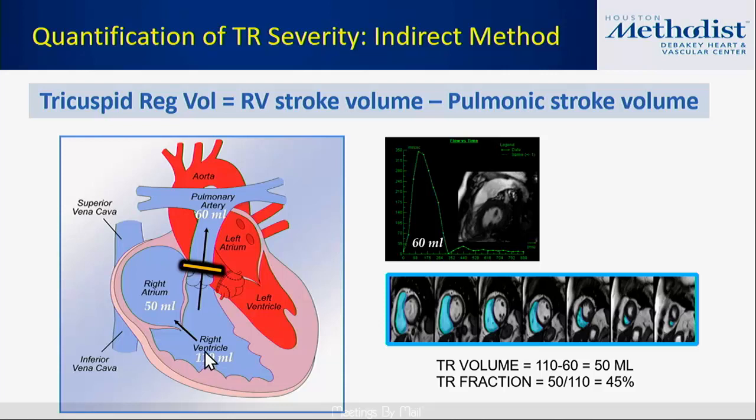So that difference is the RV pump minus what hits the PA, that's your TR. And it's very straightforward and it's very reproducible. And frankly, it's more reproducible and generally more accurate than transthoracic echo or any form of echo.